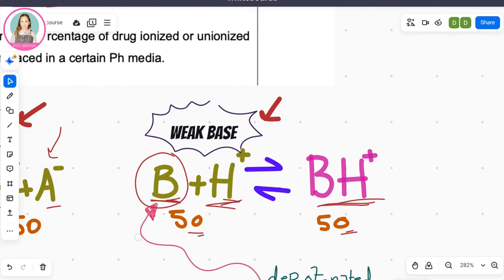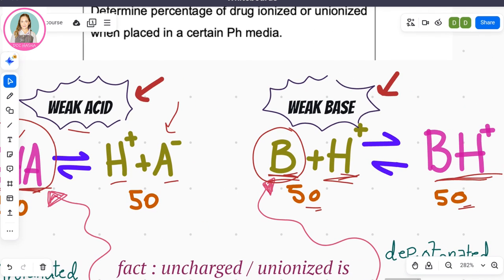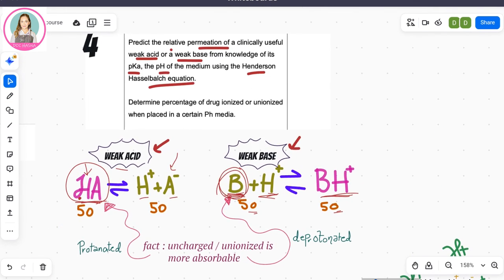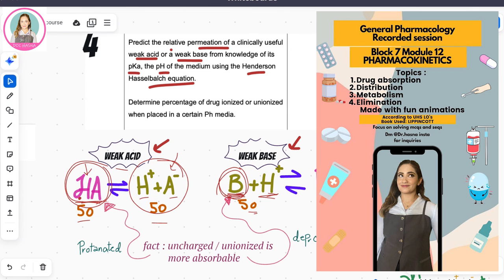First, understand these basic terms. The protonated form in an acid is the uncharged one, whereas the deprotonated form in a base is the uncharged, unionized one. So what is more absorbable? In a weak acid, the HA is going to be the more absorbable part. In a weak base, the deprotonated or B form will be more absorbable. So what are we trying to determine? Obviously, this is an ideal situation where it exists 50-50. But the truth is, what we want to know is that pH and pKa are the ones that are going to determine whether this side of the equation will dominate, or whether that side of the equation will dominate. Okay, now let me explain to you how.